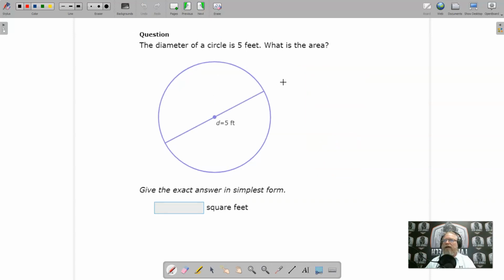On the next question, we're given the diameter. They want to know the area. So let's go ahead and do this. Let's go ahead and put down our formula. Area equals pi r squared.